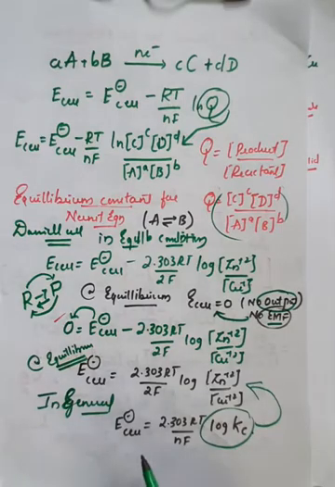In general, we can say that the standard EMF of the cell is equal to 2.303 into RT divided by NF into log of Kc. So if you have any kind of cell, you can apply the Nernst equation at equilibrium for that given cell. So that's all we have studied in the previous class.